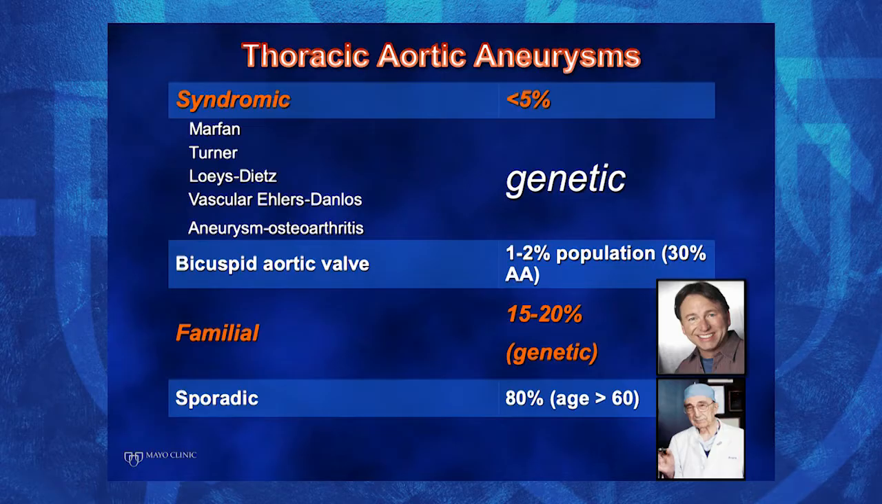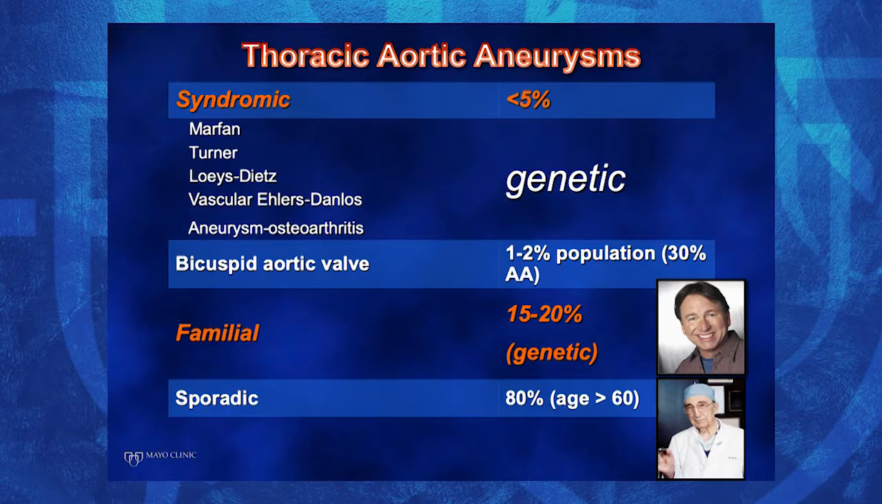And then finally, which is the most common form, as you can see there, 80%, is the sporadic one, which affects about 80%, and it's usually seen in patients above the age of 60. And I have 2 examples there. I have the example of John Ritter, a famous American actor that had a familial aortic aneurysm condition and unfortunately died from an acute complication of it.